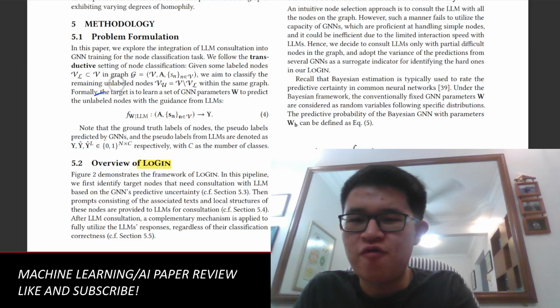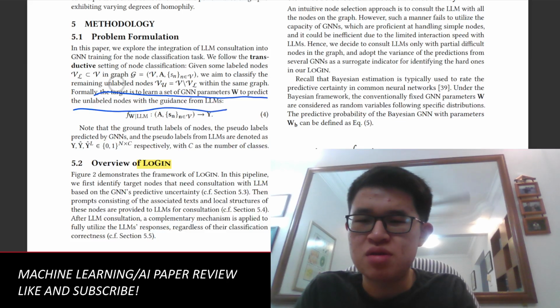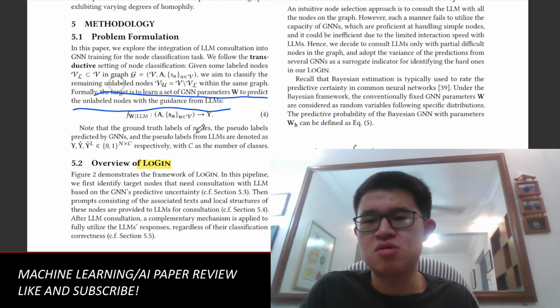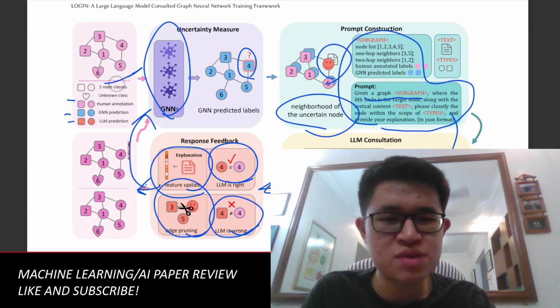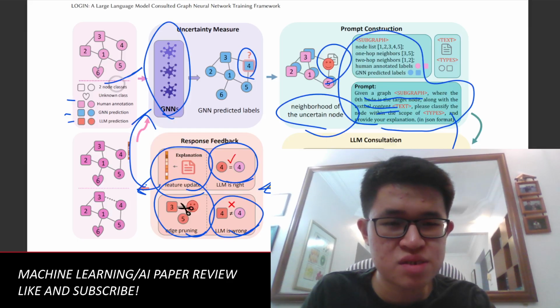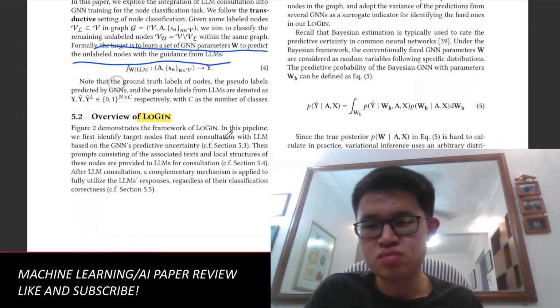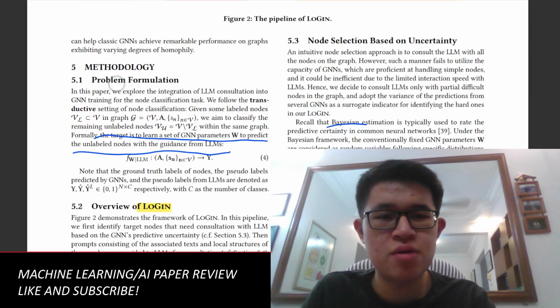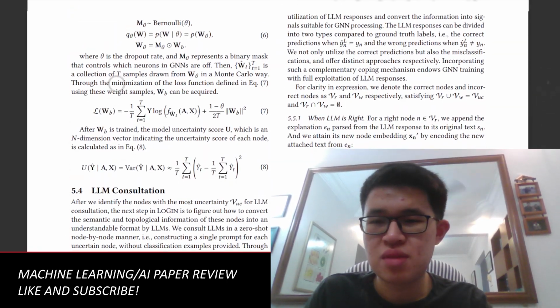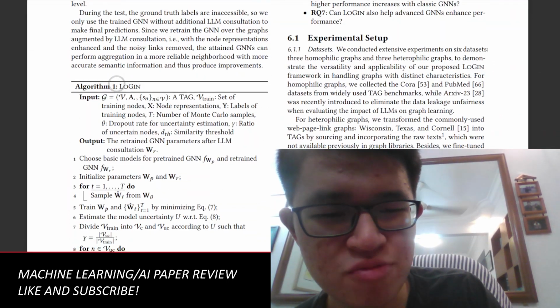So let's see. Okay. Formally, the target is to learn GNN parameters to predict the unlabeled nodes with the guidance of LLMs. So basically, if the GNN is uncertain about something, then given a subgraph where the zero node is the target node along with the textual context, please classify the node. Okay, and there's some Bayesian stuff here, to utilize the capacity, blah blah blah. Okay, all right. Look, guys, I'm not going to go through this anymore. Yeah, this paper, the results are not great. I won't waste my time on this paper anymore. Unfortunately.